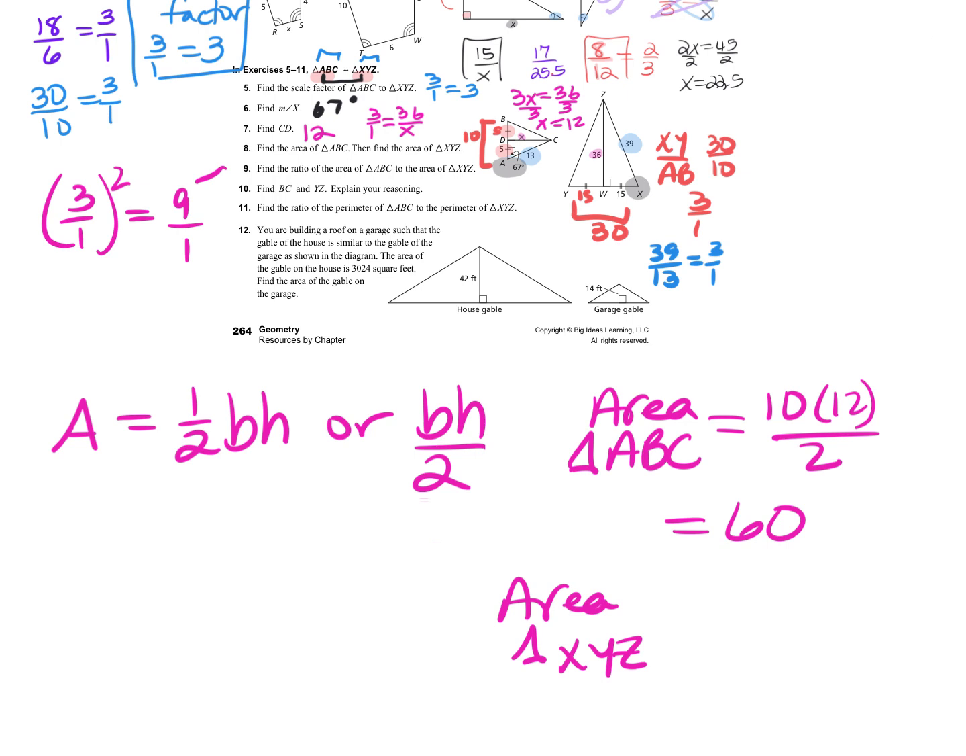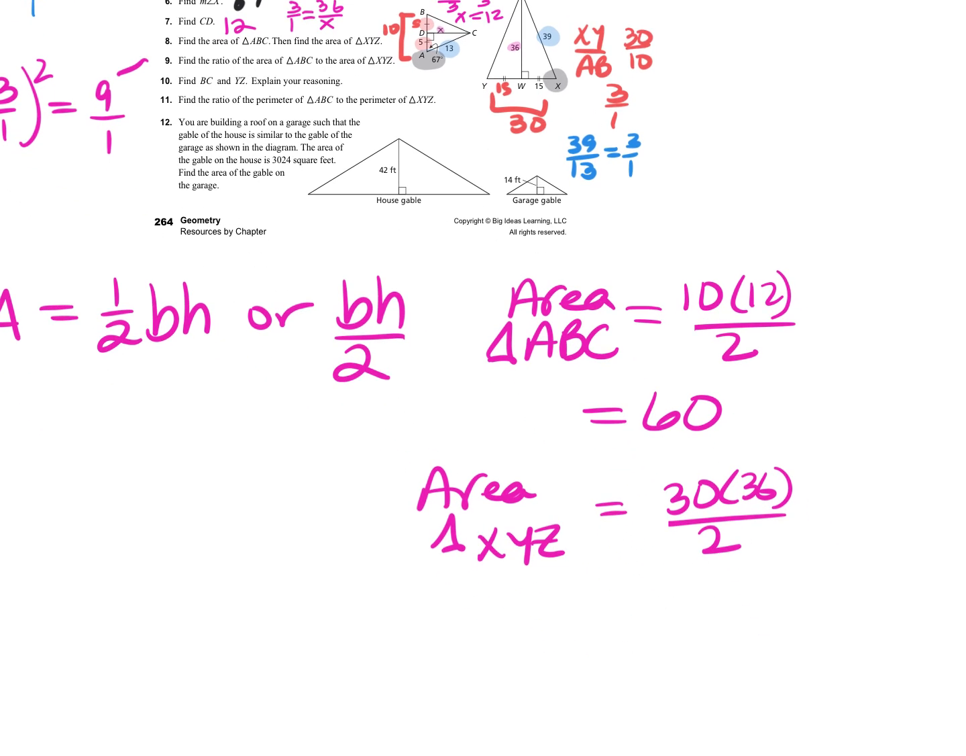All right, so then we also have to do the area of triangle XYZ. And again, we already had everything we needed. The base was 30, the height was 36, and then divide by 2. What I like to do whenever I do the area of a triangle question, I just take one of my numbers and find half of it first, and then I'll multiply what remains. So this gives me 540.